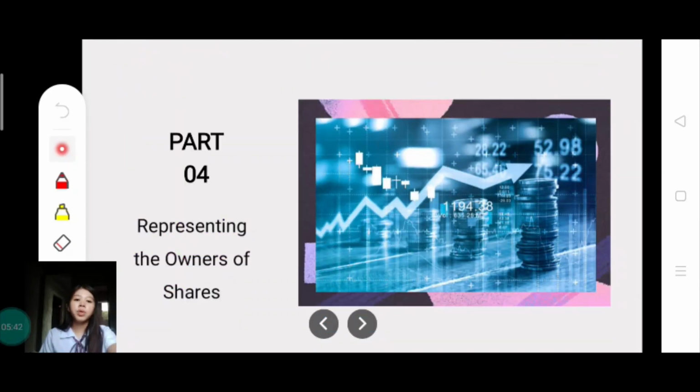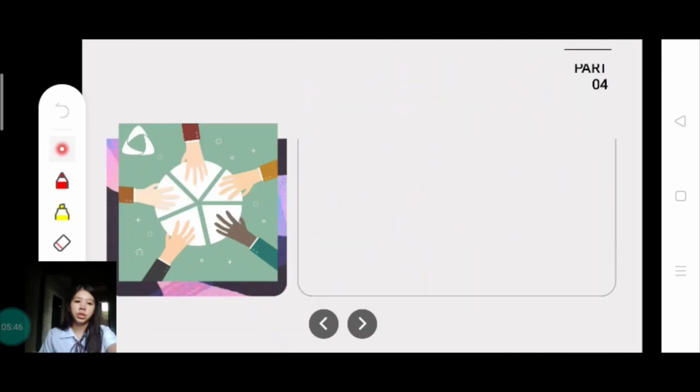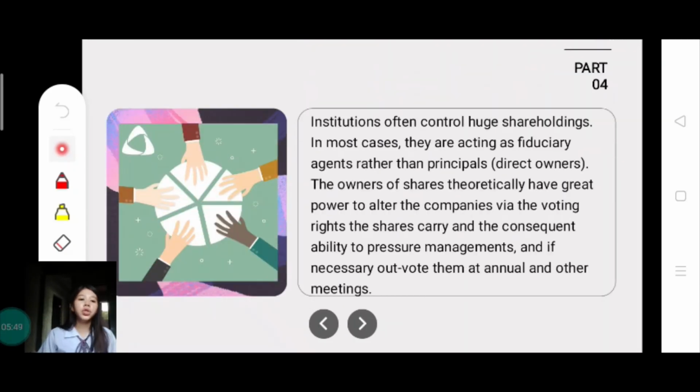Part 4. Representing the owners of shares. Institutions often control huge shareholdings, in most cases acting as fiduciary agents rather than principals, or direct owners. The owners of shares theoretically have great power to alter the companies via the voting rights that shares carry, and the consequent ability to pressure managements and, if necessary, outvote them at annual and other meetings.